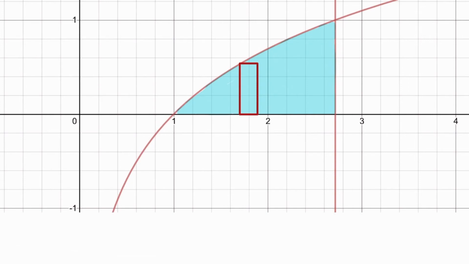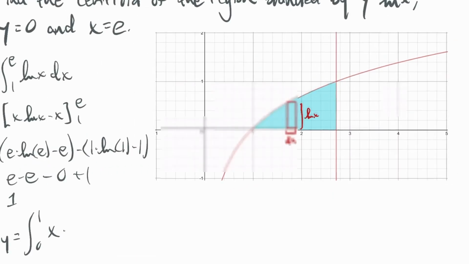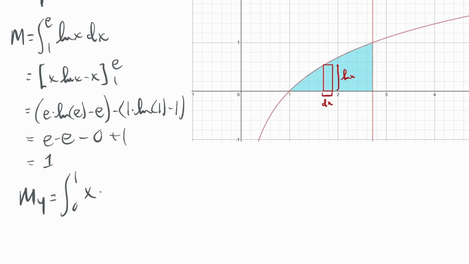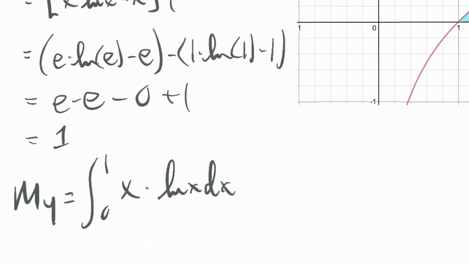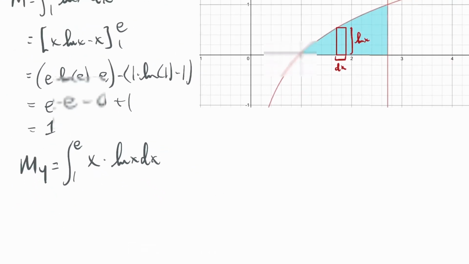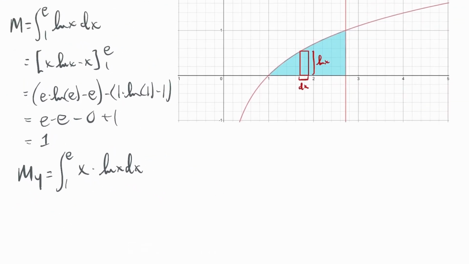So the height is ln of x, right? And then the width is dx. So that's the area. So that's going to be ln of x dx, right? So now I have a different, why am I saying 0 to 1? It's 1 to e, sorry. So now I have a different function that requires integration by parts. But we know the antiderivative for ln of x. So I can say, oh, okay, that's fine. This will be my u, and this will be my dv. And I could even use the tabular method in this case. I think that'll work. So let's try it.